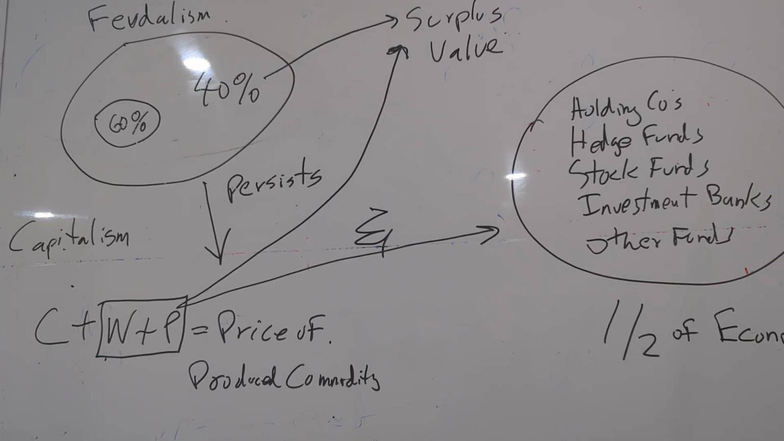Roland asked, how? So, C is fixed capital in the form of raw materials and production equipment, which contain congealed past labor. W is the wage paid to labor, and P is business profit. W plus P is the value added by current labor.